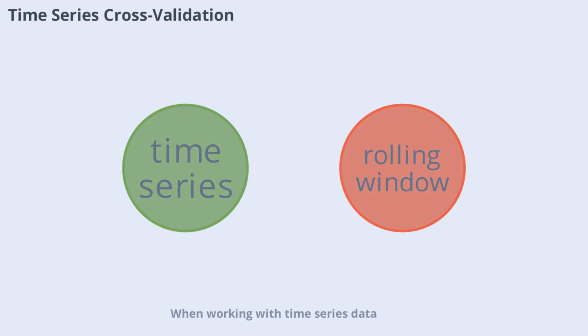When working with time series data, standard cross-validation methods may not be appropriate due to the temporal order of observations. Time series cross-validation, such as rolling or expanding window methods, respects the sequence of data. The model is trained on past data and tested on future data, mimicking real-world forecasting scenarios. This approach helps prevent data leakage and ensures that your model's performance estimate is realistic.